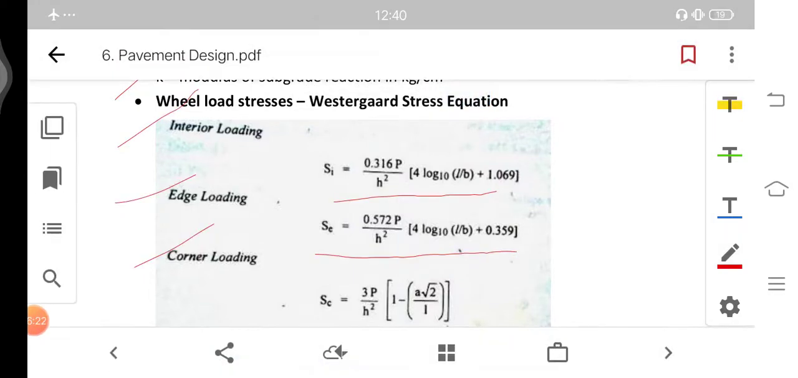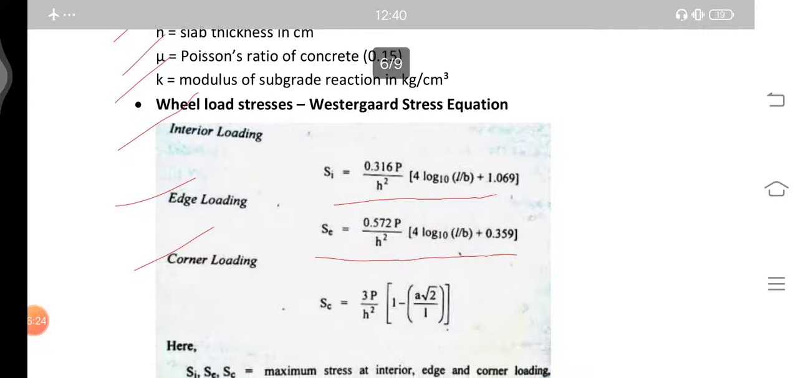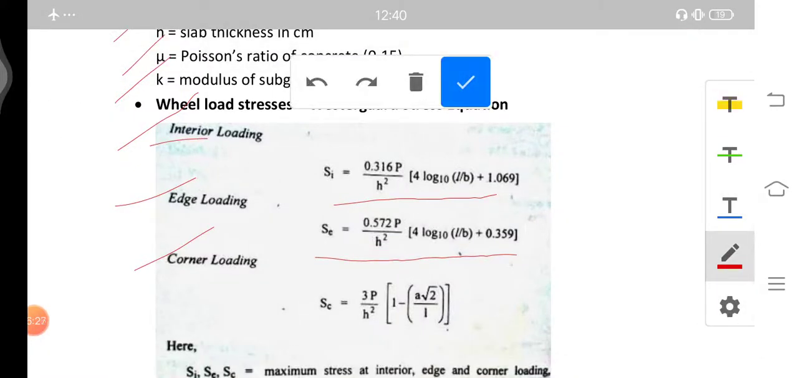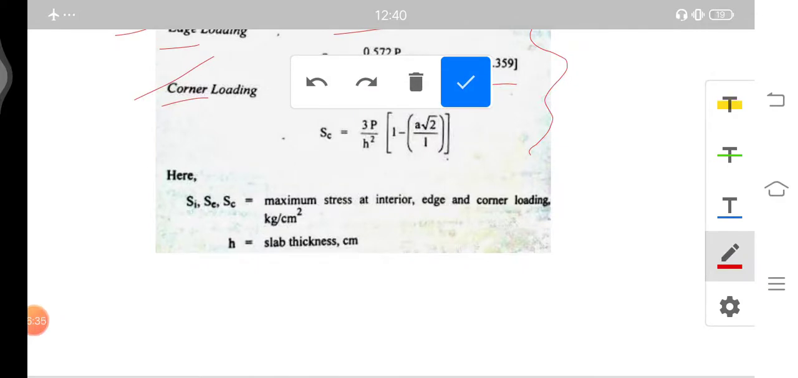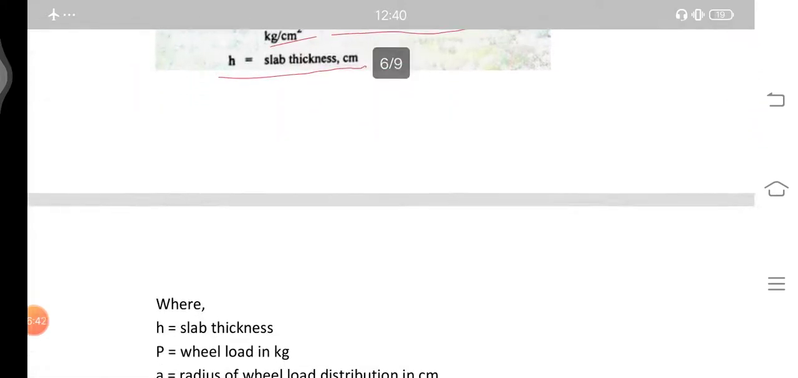So wheel load stresses in three places, that is the interior part, the edge and the corner, are given by these three formulas. Here SI, SE and SC are the maximum stresses at interior, edge and corner, given in kg per centimeter square. H is the thickness of the slab in centimeter.